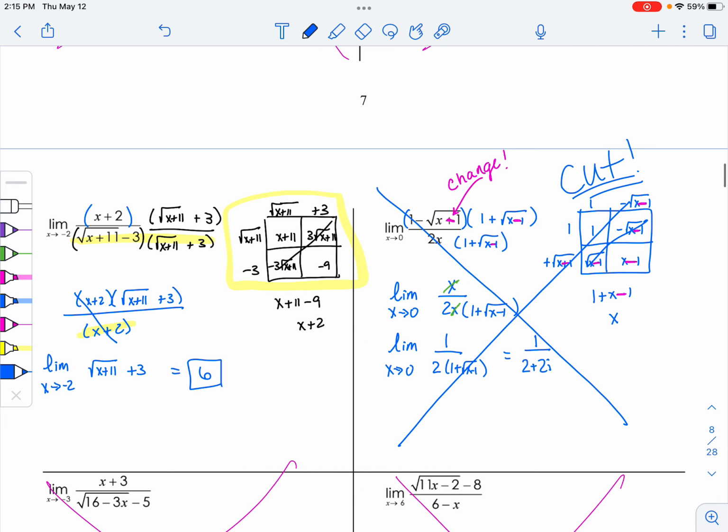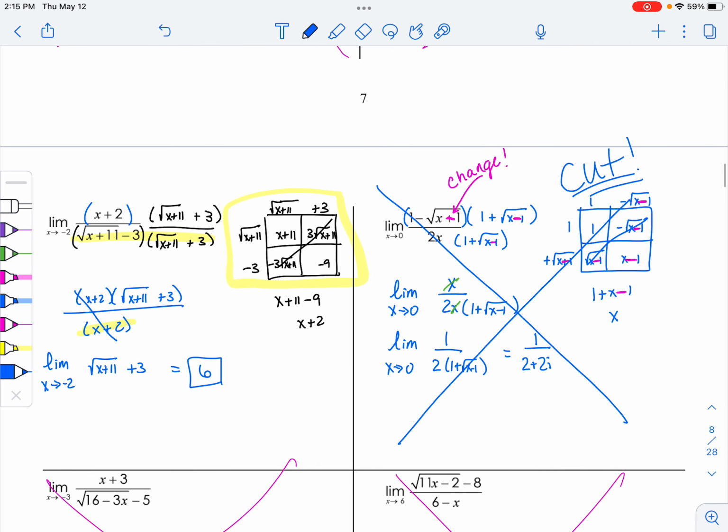We canceled those. I did the conjugate of the denominator. You can see my work in the Punnett square. The factor of x plus 2 cancels out. Once you substitute -2 in, what is left, we get a limit of 6.